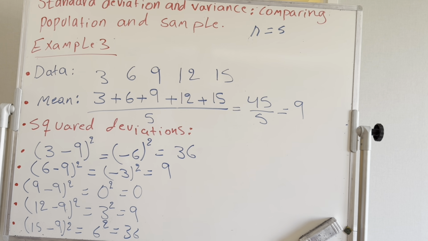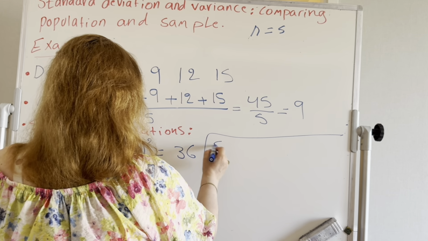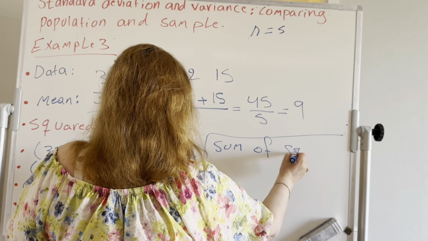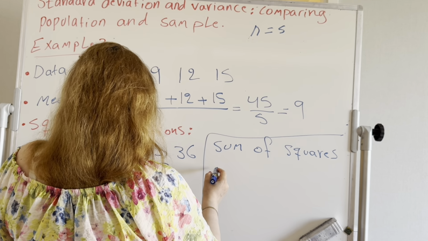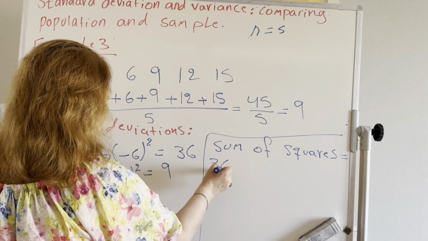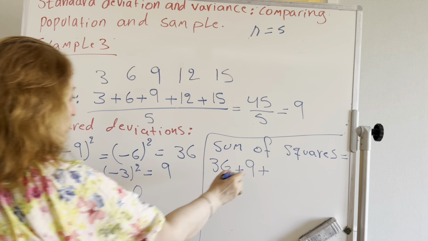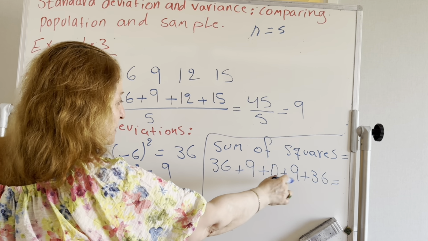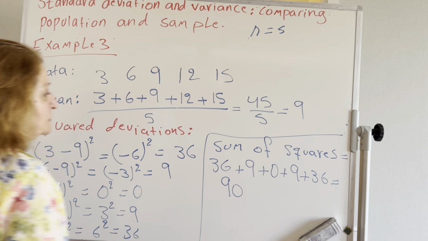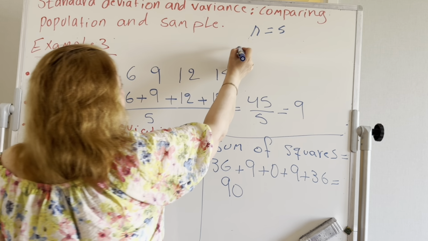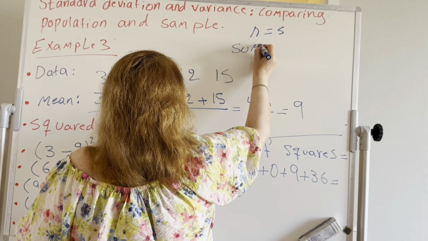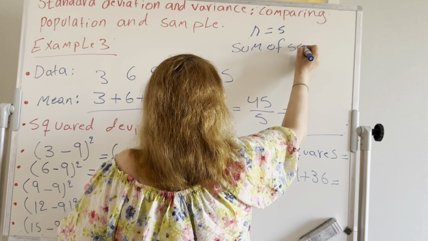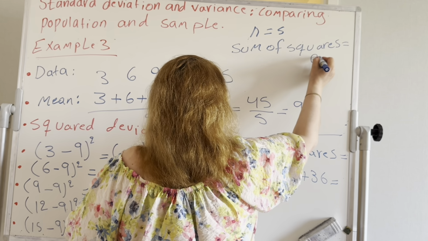The sum of the squared deviations: 36 plus 9 plus 0 plus 9 plus 36. 36 plus 9 is 45, and 9 plus 36 is 45, so the sum of squares equals 90.